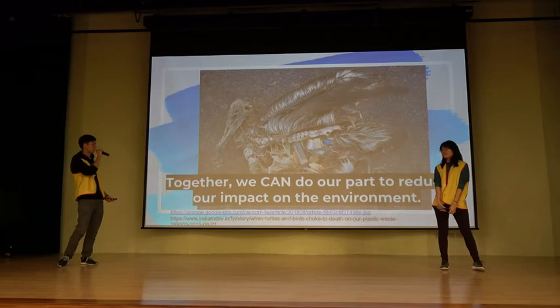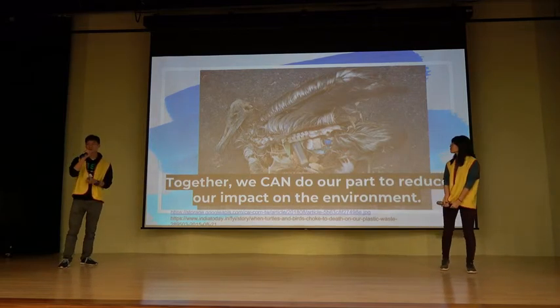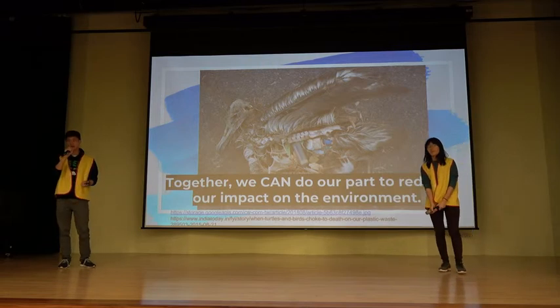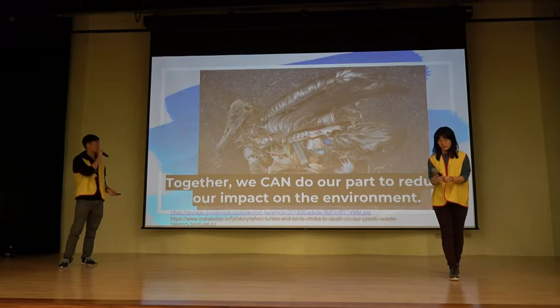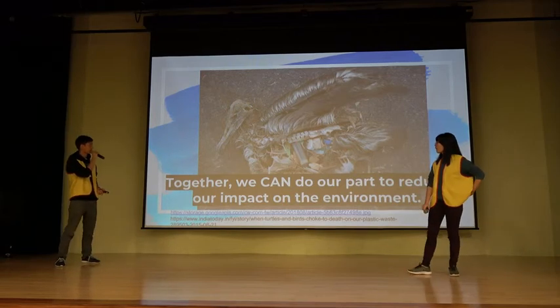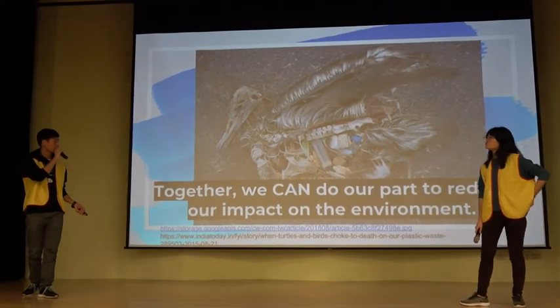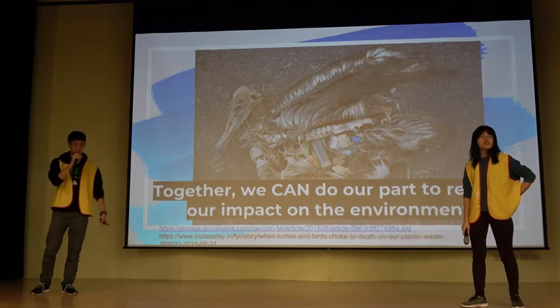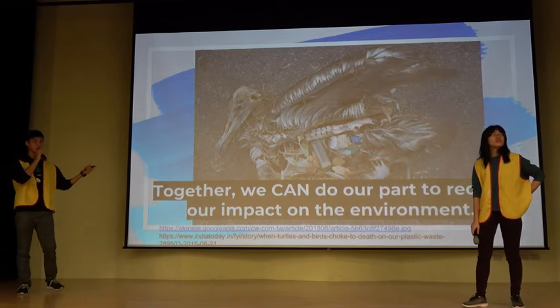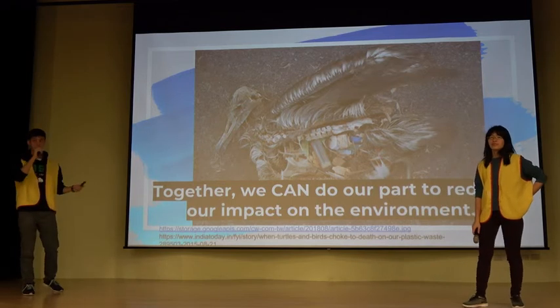So, as you can see from this picture, our choices every day do make an impact on what happens. You can see this bird is eating so much plastic waste that's gone into the ocean, that's gone into the air, right? That's gone into the ground around us. And it doesn't need to be this way. By taking a few simple steps, we can prevent things like this from happening.